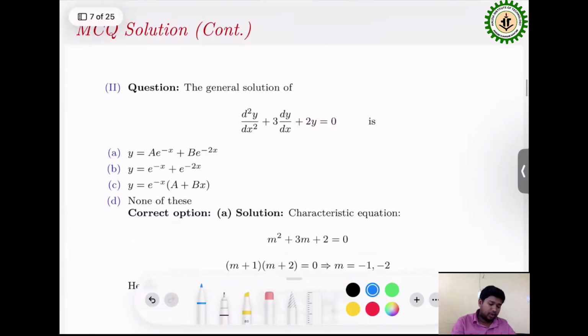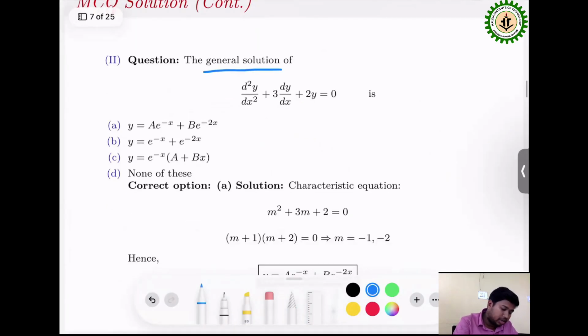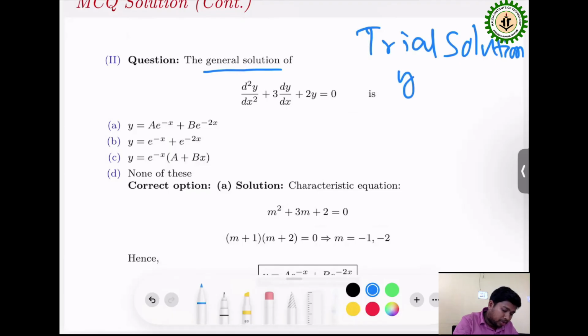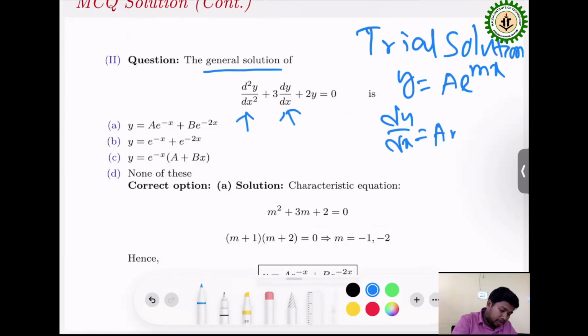Next question comes from differential equations. What is the general solution of this differential equation? It is a homogeneous second order, first degree differential equation. What is the trial solution? Let the trial solution be y equal to A e to the power mx, where A is an arbitrary constant. Now we calculate d2y by dx square and dy by dx. dy by dx equals A m e to the power mx.